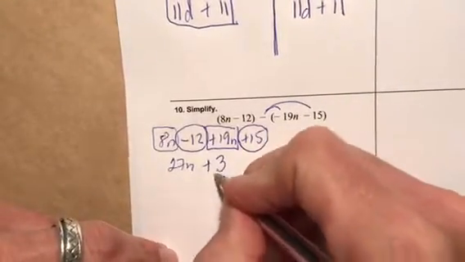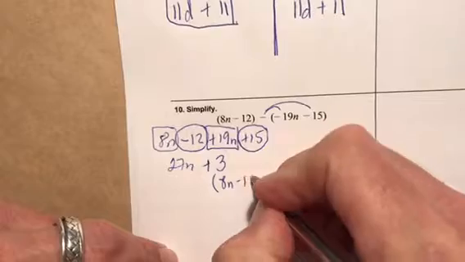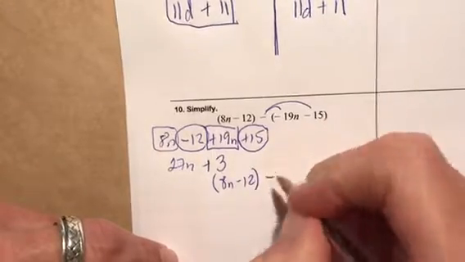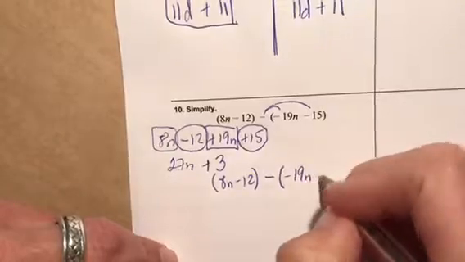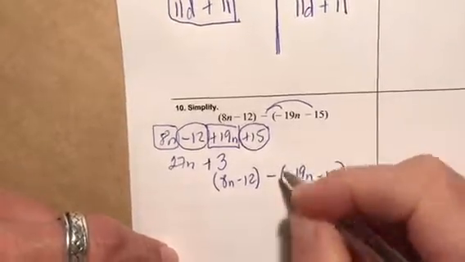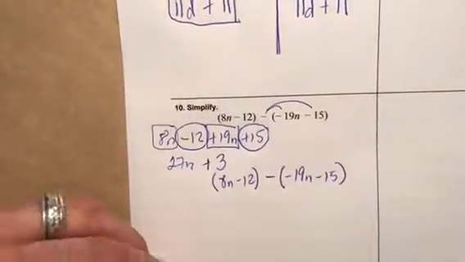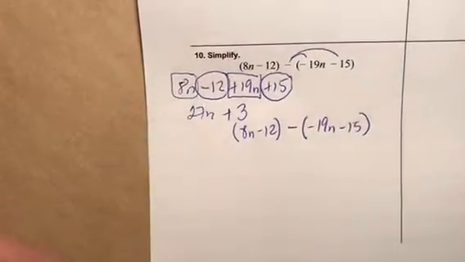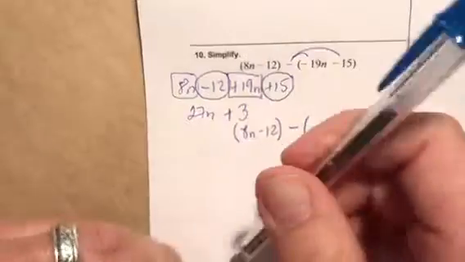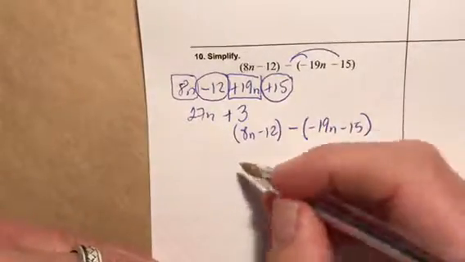Let me copy down the problem again. 8n minus 12 minus negative 19n minus 15. With subtraction, we can change it to addition by using keep, change, opposite. But we want to be careful what we're keeping, what we're changing, what's the opposite.